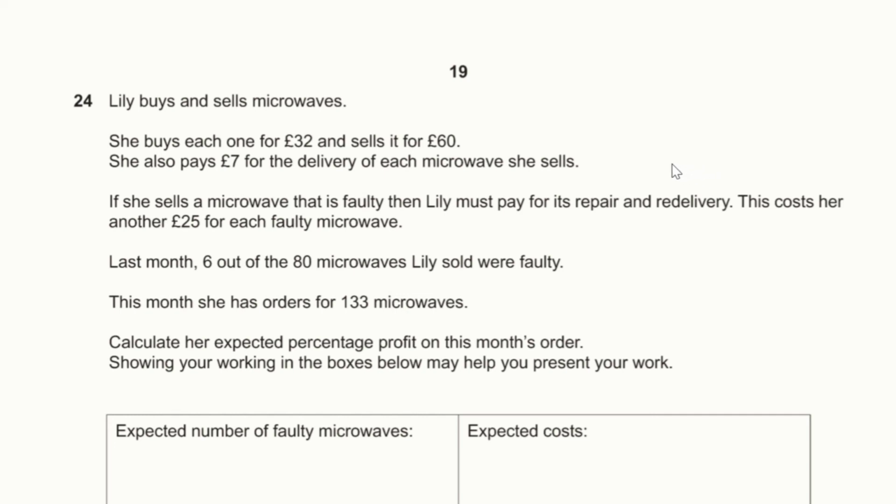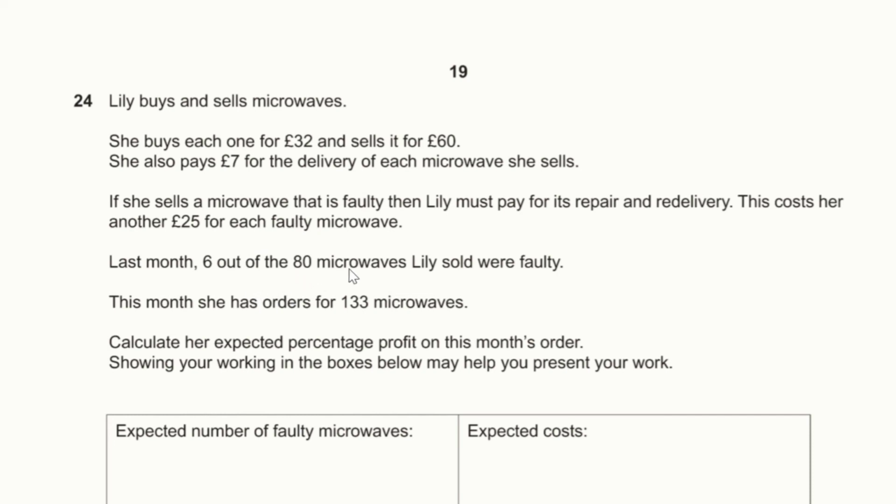Question number 24. Lily buys and sells microwaves. She buys each one for £32 and sells it for £60. She also pays £7 for the delivery of each microwave she sells. If she sells a microwave that is faulty, then Lily must pay for its repair and redelivery. This costs her another £25 for each faulty microwave.